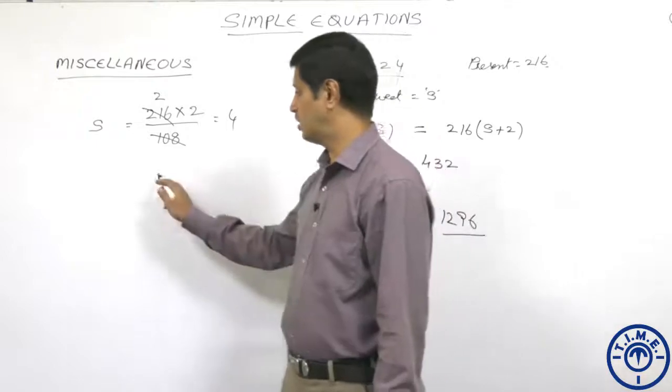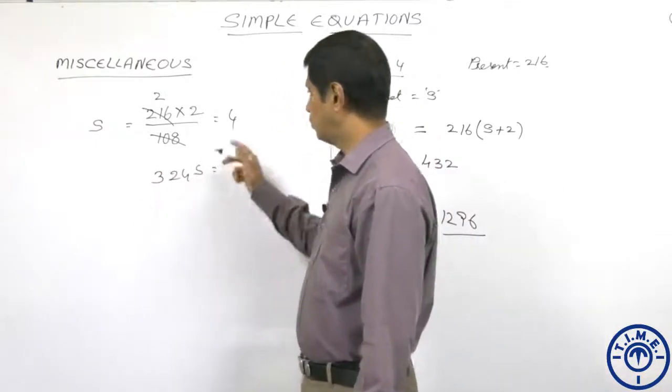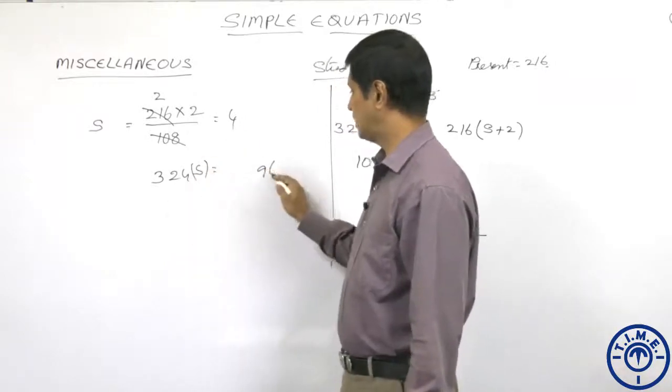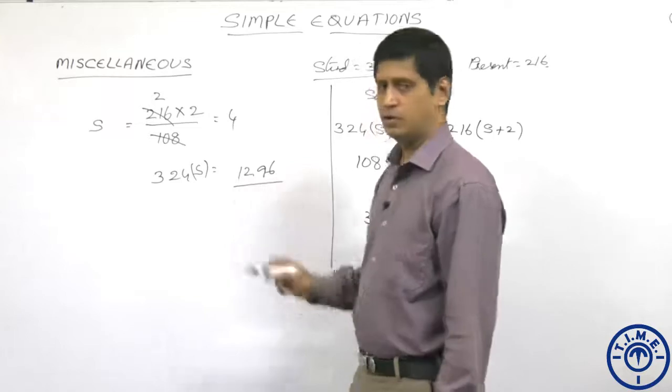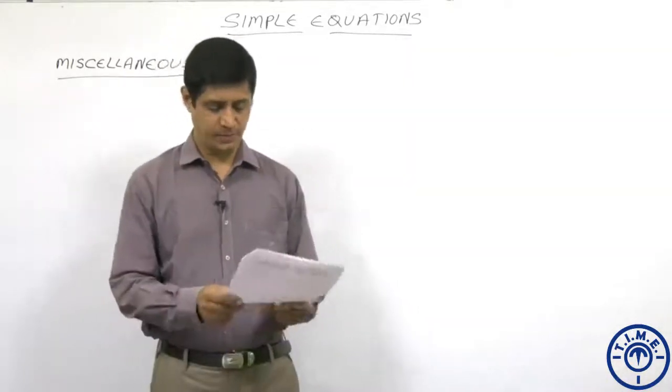Now, what is the total number? Total number means 324s. So, 4 times 24 is 96 and 12. The total number is 1296. Now, look at the next question.